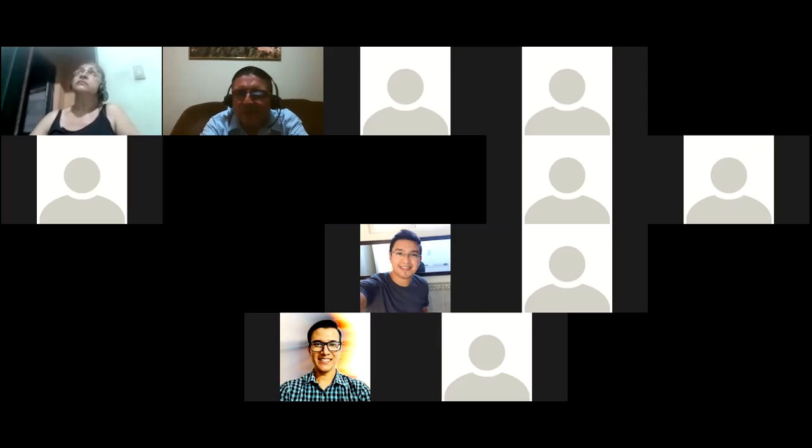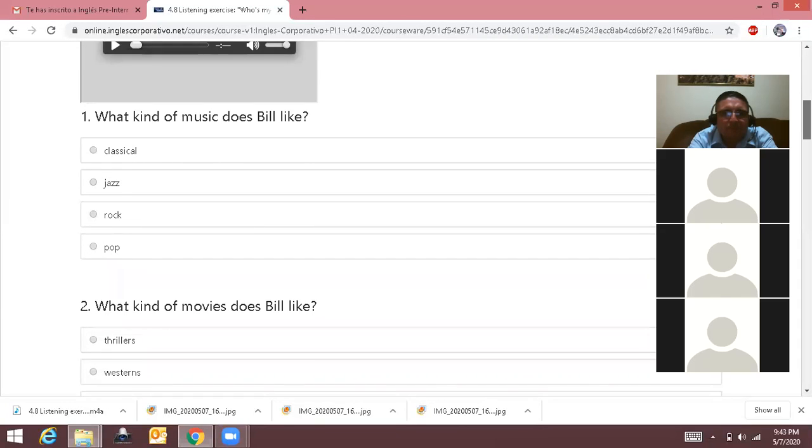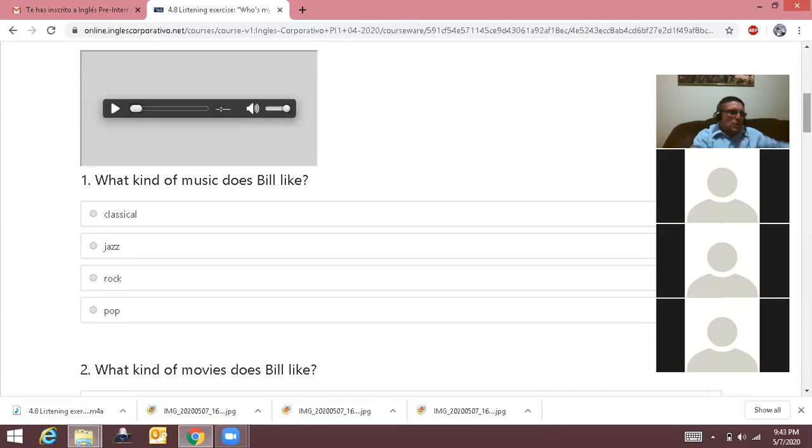Share screen. Do you see them now? Yes. All right. So I'm going to play the audio. Hopefully the audio is going to be good. It's no more than 2 minutes. So I recommend that you have pen and paper near you, so when you listen to it, you take notes, and your notes will help you get a better answer.